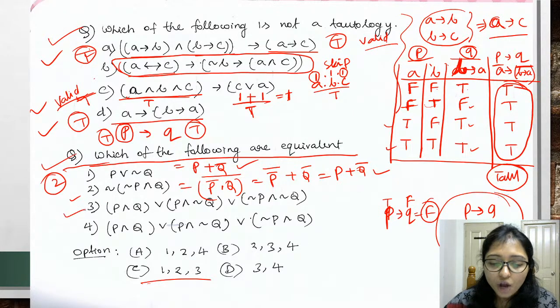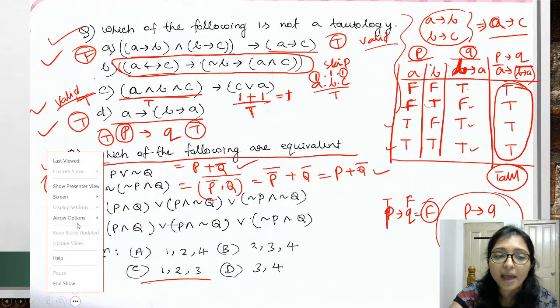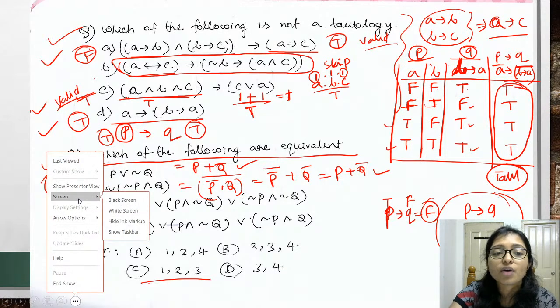Now for option 3, how to solve it? For option 3, you can solve it in a different way. You can solve it using the Karnaugh map. So I am showing you how to solve using the Karnaugh map.